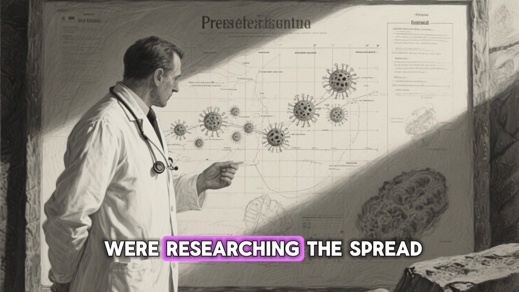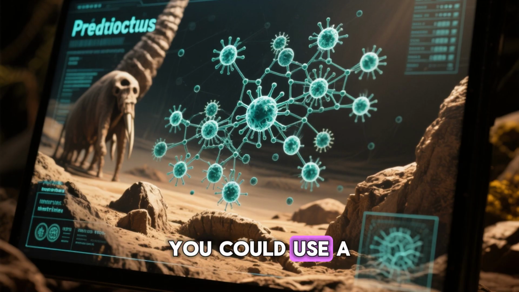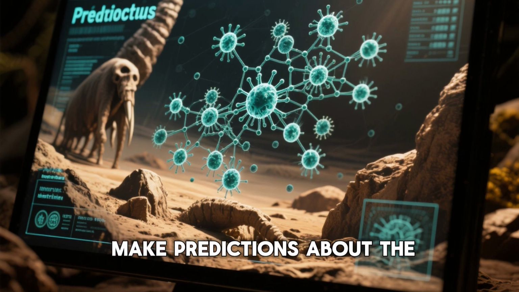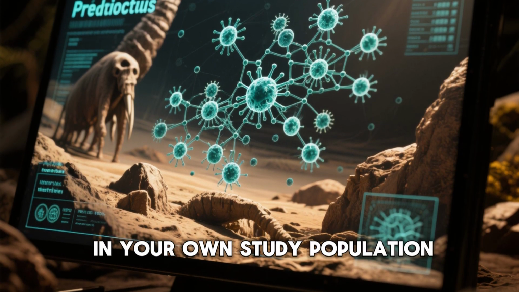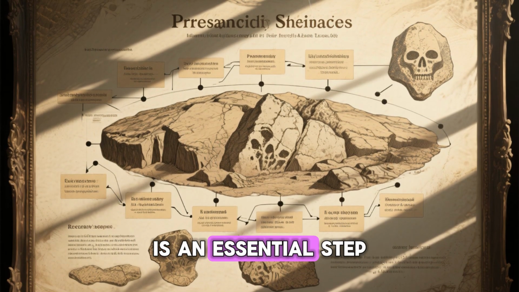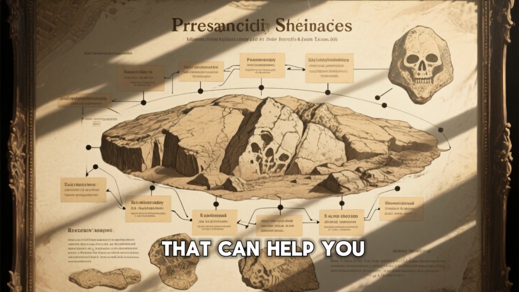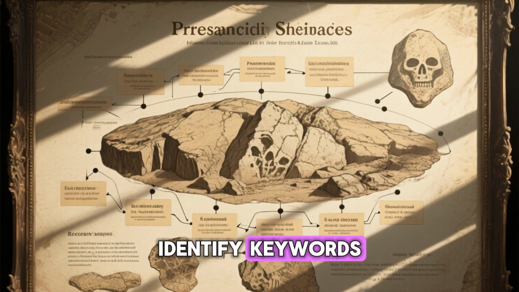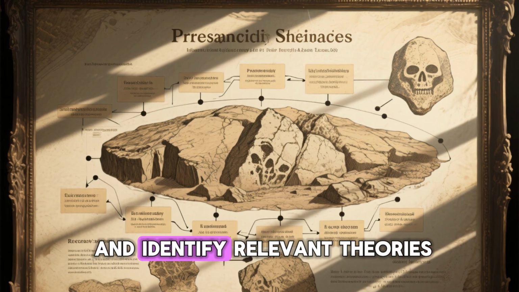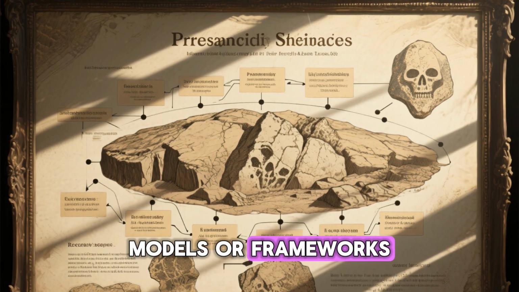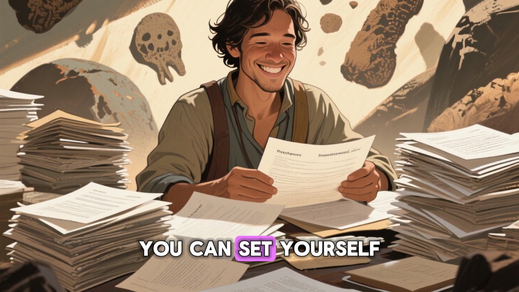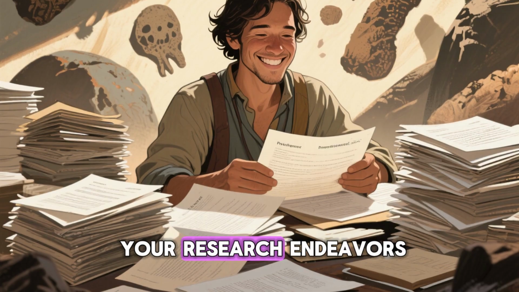For example, if you were researching the spread of a disease, you could use a model that has been developed to predict the spread of infectious diseases in order to make predictions about the course of the disease in your own study population. Overall, conducting background information is an essential step in the research process that can help you to establish context, identify keywords, develop effective search strategies, refine your research questions, and identify relevant theories, models, or frameworks. By taking the time to conduct thorough background information, you can set yourself up for success in your research endeavors.